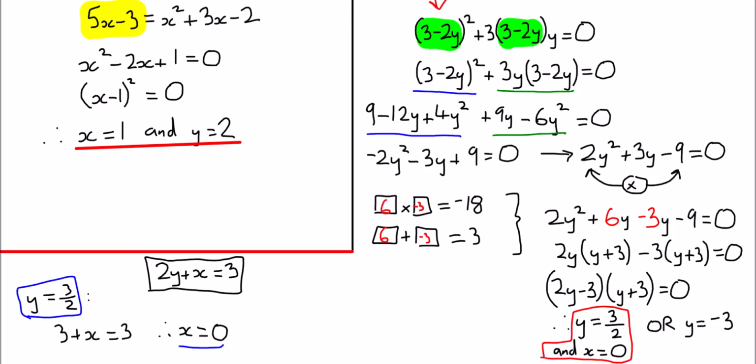Next we can substitute in the option where y is minus 3. So then we'd have 2 times minus 3, which is minus 6, plus x equals 3. Then by adding 6 to both sides, we get that x equals 9, and that gives us our second solution set. So we can write this in, and then we've completed the whole thing.